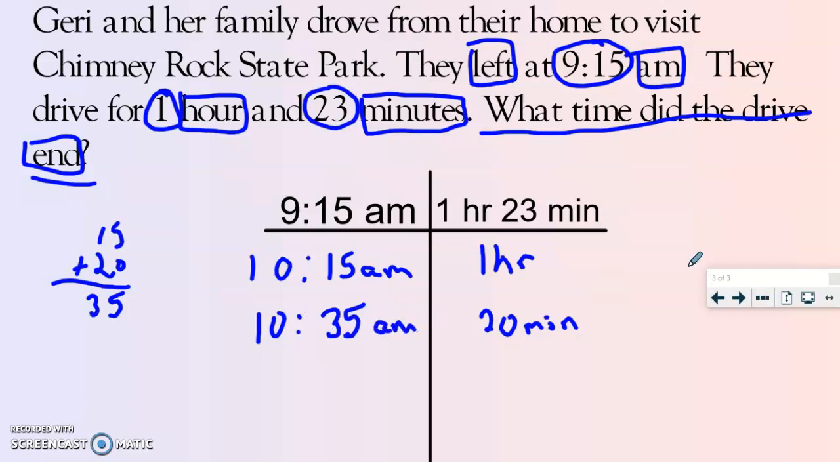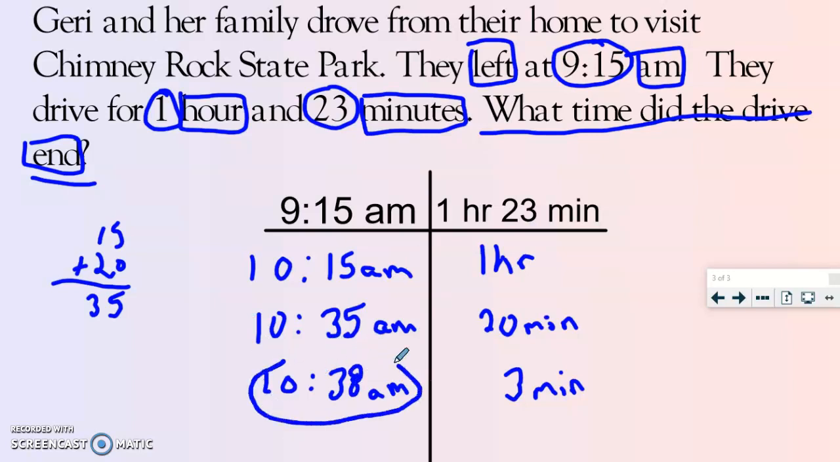And then, okay, I've got my hour, I got 20 minutes. I just have the 3 minutes left. So 3 minutes over here. If I add that, so 35, 36, 37, 38. 10:38 a.m. Okay, so what time did, oops, let's make that 8 a little bit more distinguishable. So what time did their drive end? At 10:38 a.m. We just added our time using the T-chart here.